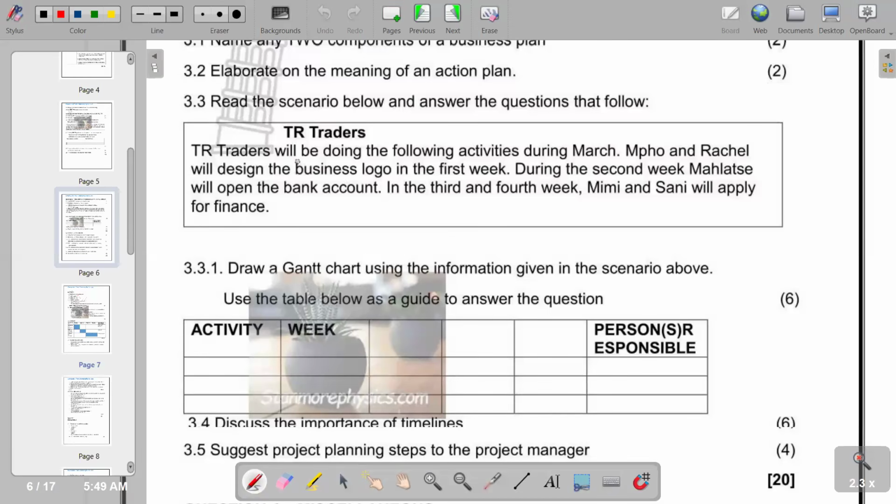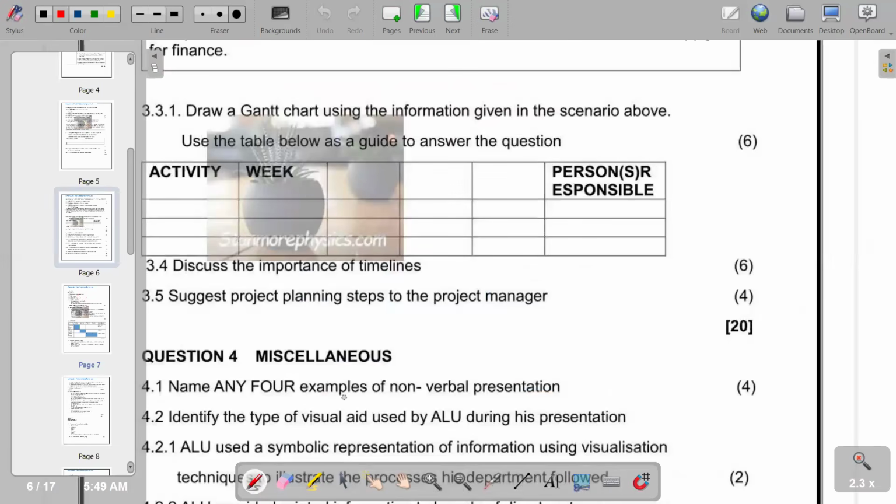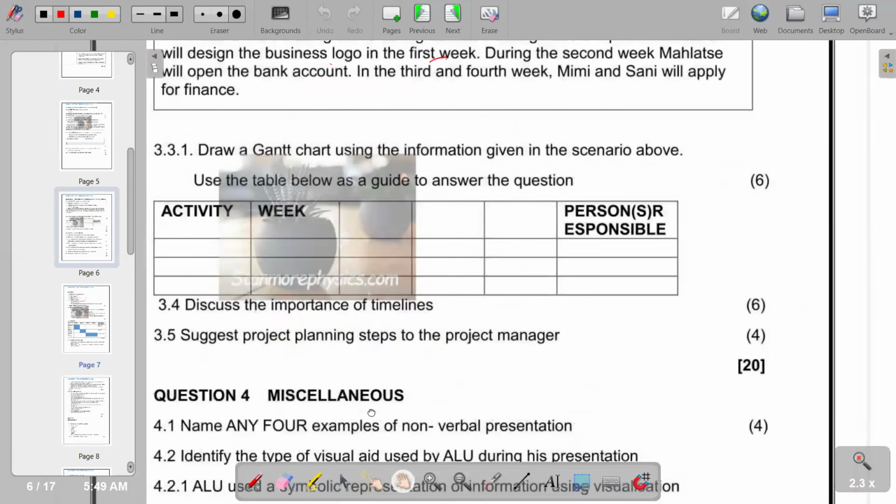So according to our scenario, we are given that in week 1, Mufu and Rachel will design the business logo. So designing of the business logo is week 1, which is the first week, which is going to be indicated by shading and ticking in the first week where we have designing the business logo. And then in terms of week 2, we check again what the scenario says.